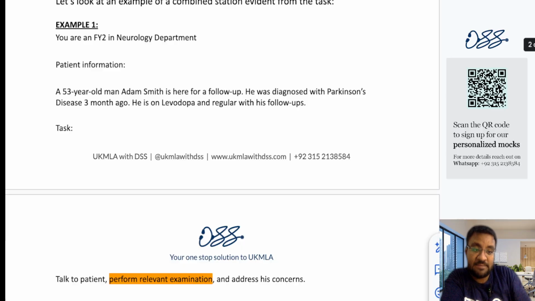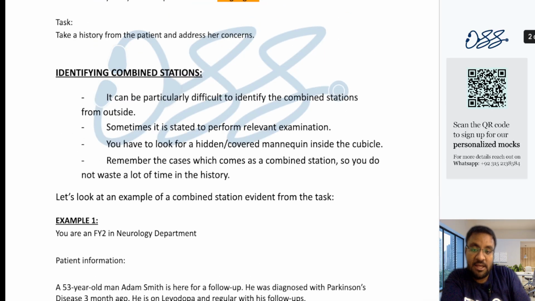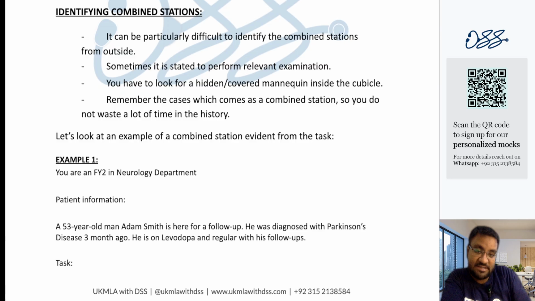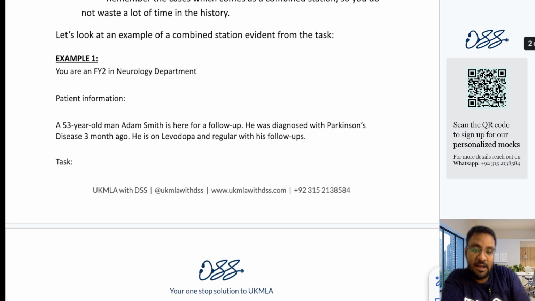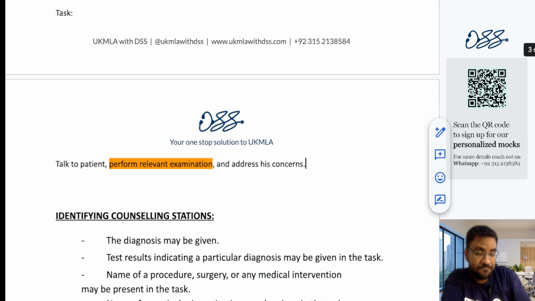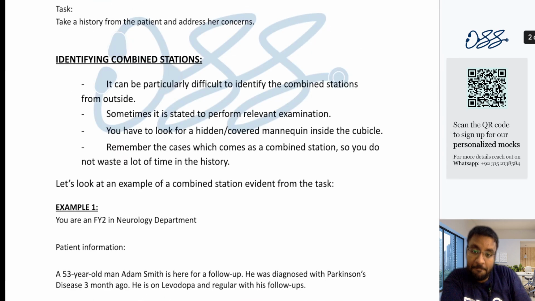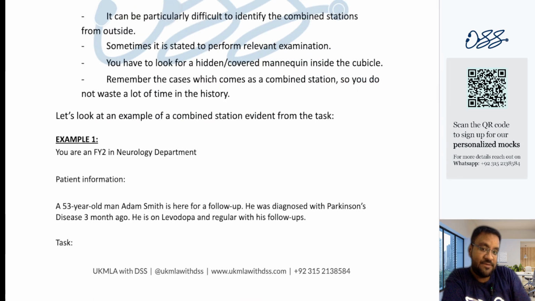And GMC is not always very generous and not very kind to give you the hints that yes, this is going to be a combined session and you should perform relevant examination. Most of the time what they do is that they try to play some tricks and they try to play some mind games with you. And what are those mind games?